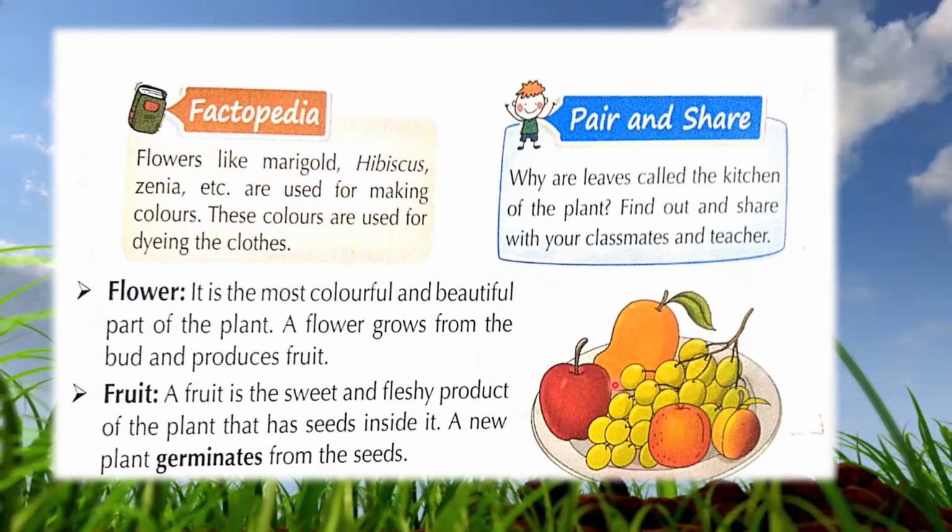Next is flower. It is the most colorful and the beautiful part of the plant. A flower grows from the bud and produces fruit.